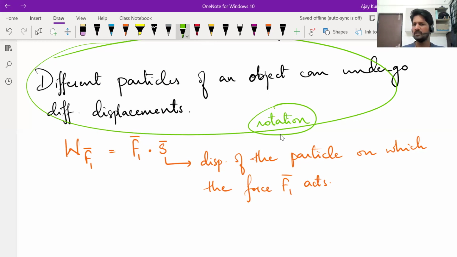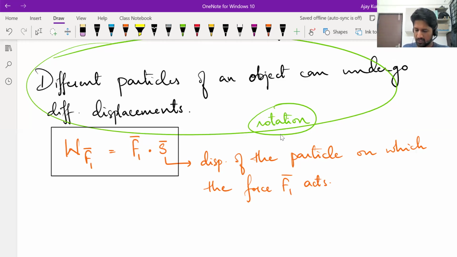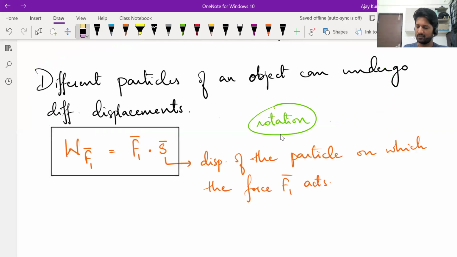Okay, for now in this chapter, we are not going to consider rotation. So displacement of every particle of the object will be equal to the displacement of the object as a whole. But remember the actual formula. In the actual formula for work, S is the displacement of the particular point at which the force F is acting. It doesn't matter what the other points are doing. It doesn't matter what else is happening with the object.